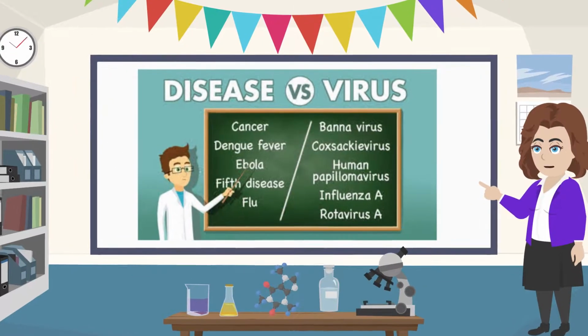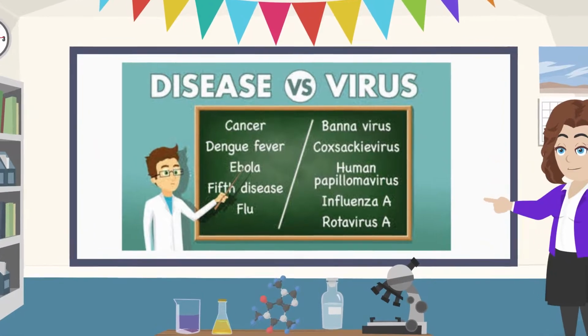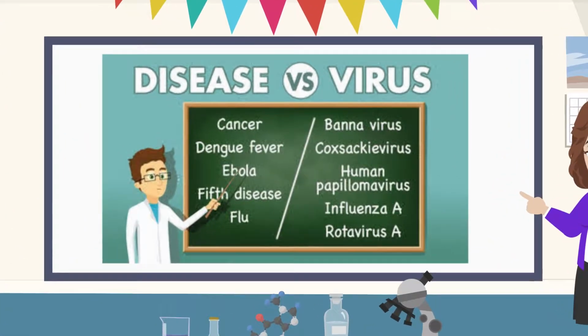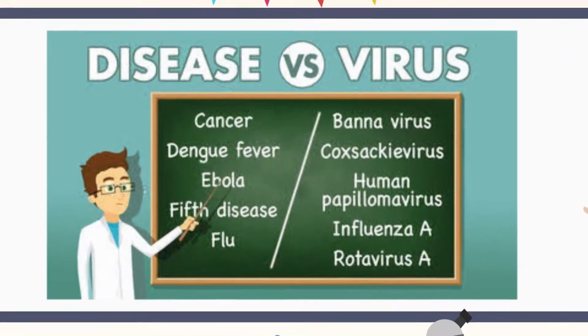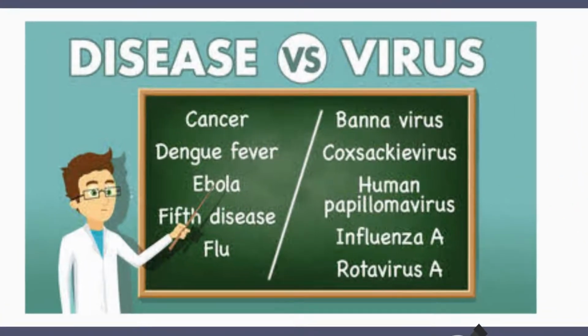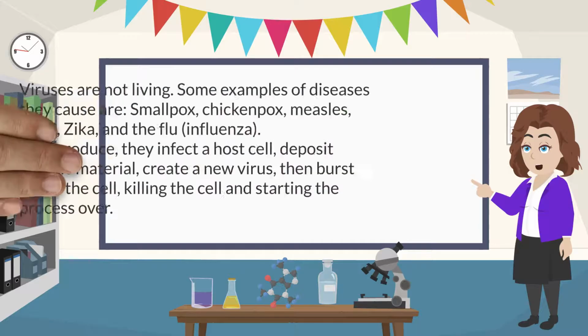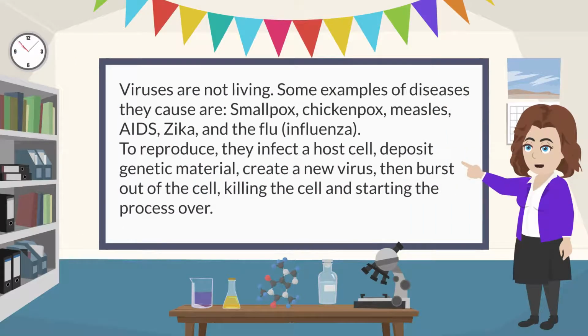A virus is a submicroscopic infectious agent that replicates only inside the living cells of an organism. Viruses infect all life forms, from animals and plants to microorganisms, including bacteria and archaea. Viruses are not living. Some examples of diseases they cause are smallpox, chickenpox, measles, AIDS, Zika, and the flu, influenza.